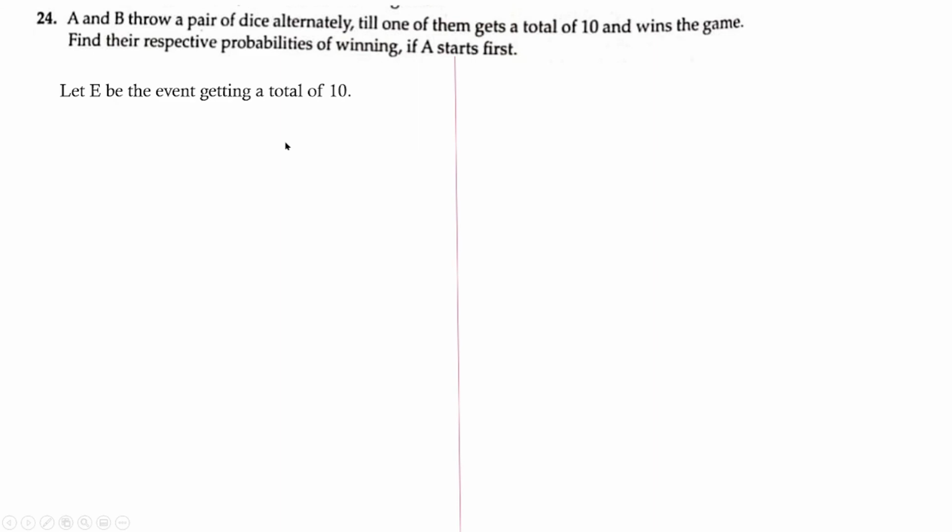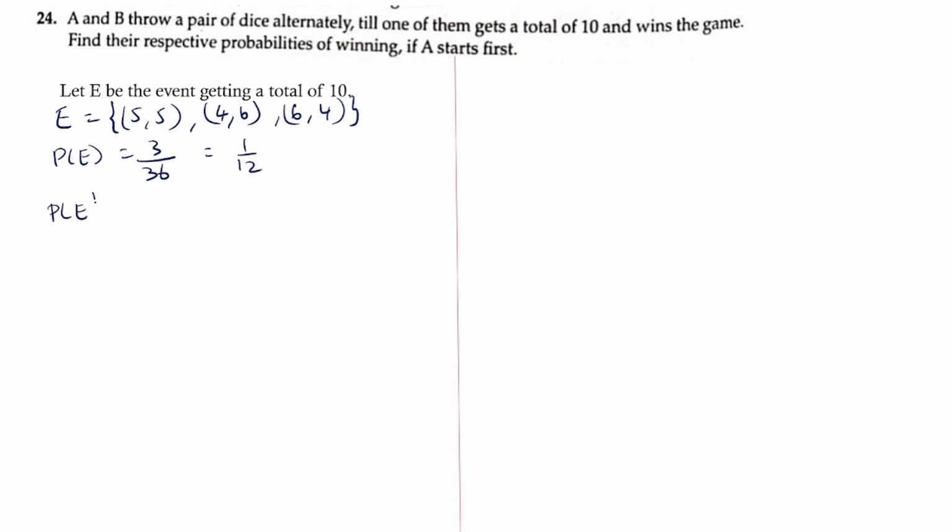So let E be the event of getting a total of 10. A total of 10 can be obtained in these cases: when both dice show 5, or we have 4, 6 and 6, 4. So in all these cases, a person can win. So the probability of E will be 3 by 36. So it is 1 by 12. And the probability of E complement is 1 minus 1 by 12, which is 11 by 12.